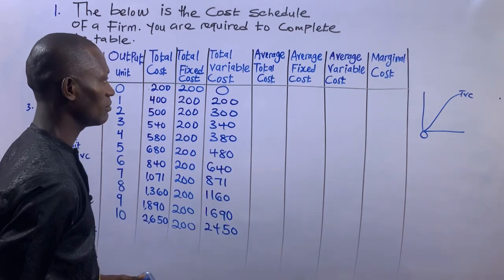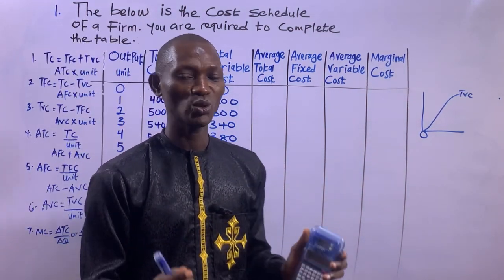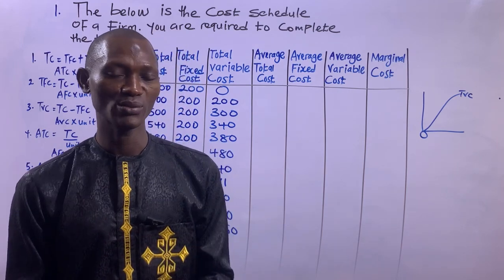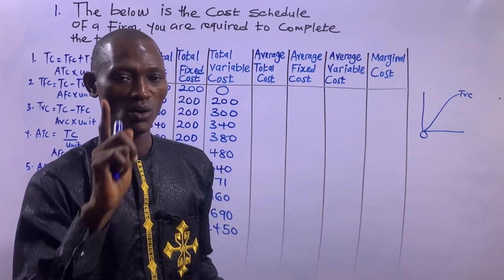So let's talk about average total cost. Average total cost, like we said, is the total cost per unit of output. It is the total cost a firm spends to produce one unit.